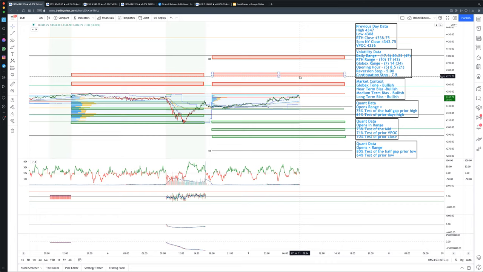So that's the primary trade I'll be looking at. That's the highest probability setup heading into today.